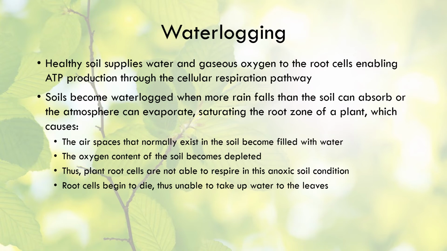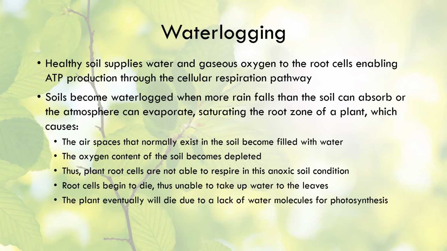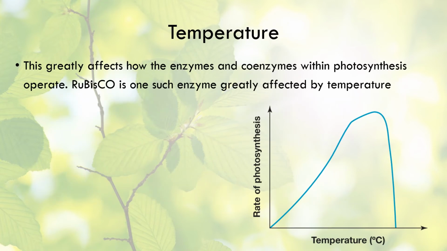If the root cells die, they're our main cells that are taking up water to the leaves. So if they die, no more water can be taken up by the plant, and therefore the whole plant dies. Even a plant that is watered too much can actually die because it just can't get oxygen to the rest of the root cells. Those root cells die, the water can't get up to photosynthesis, and so photosynthesis ceases and the entire plant dies because it was drowned, basically. And so there we go. The plant will eventually die due to a lack of water molecules for photosynthesis.